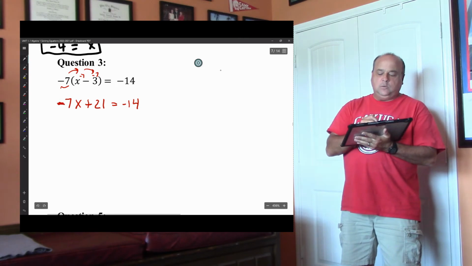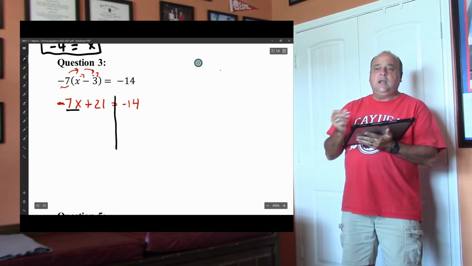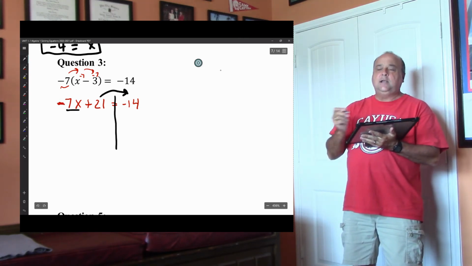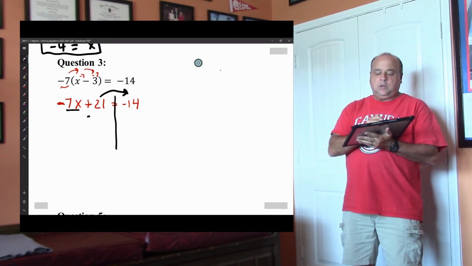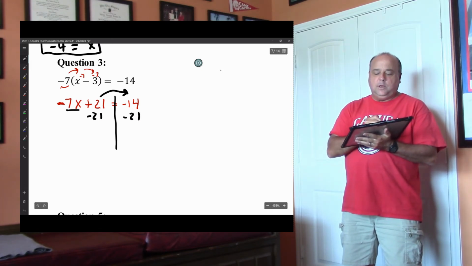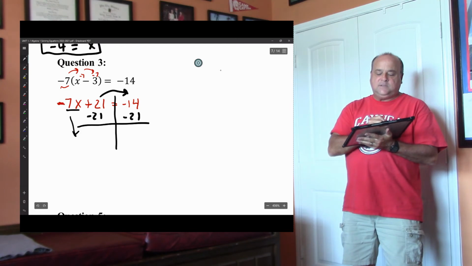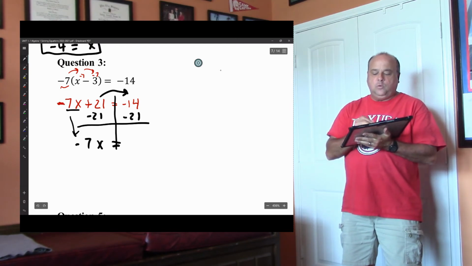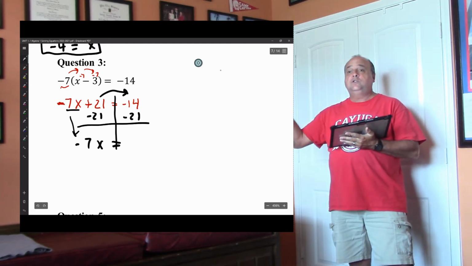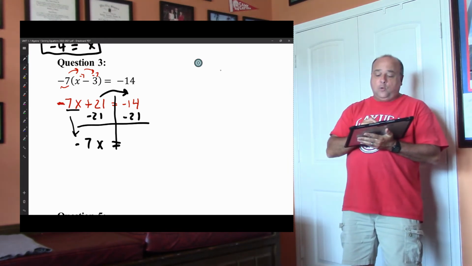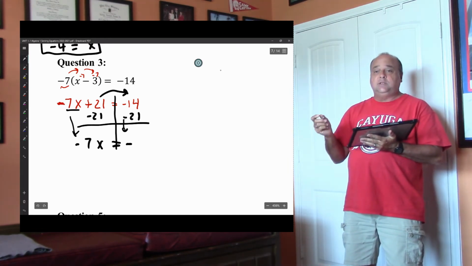Draw a bar through the equal sign. The letter's on the left, so the numbers have got to go to the right. So the opposite of plus 21 is a minus 21. Draw a bar. The negative 7x drops equals. Do you have more 21s or more 14s? You got more 21s, so that negative drops, doesn't it?